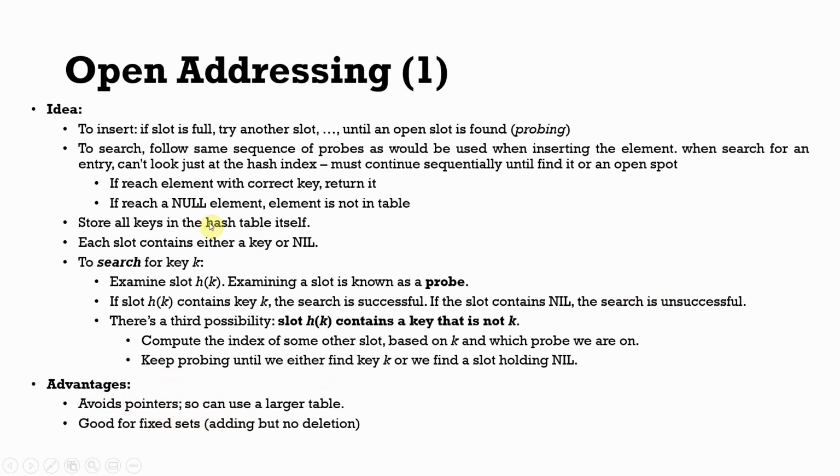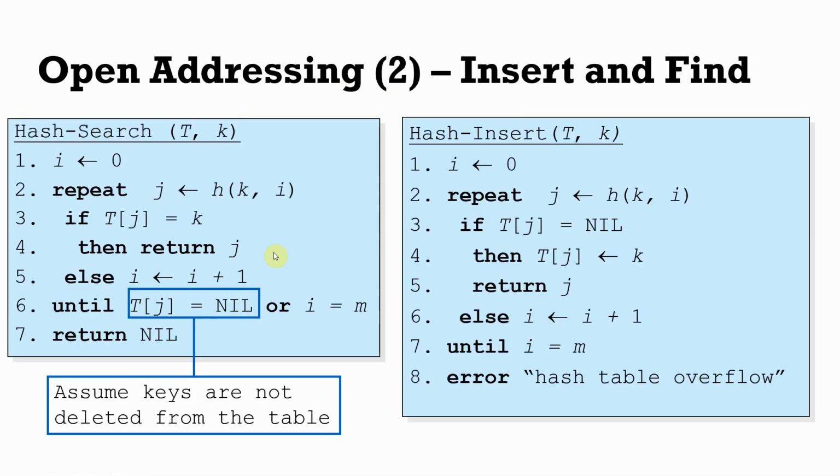We'll see that open addressing would be having lots of problems when we're going to delete data from our table. So if we have a lot of deletion, open addressing might not be a good option. These two pseudocodes or algorithms basically show you how searching and insertion through a hash table is done.